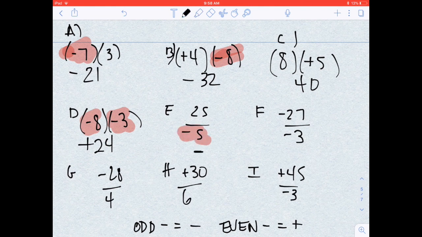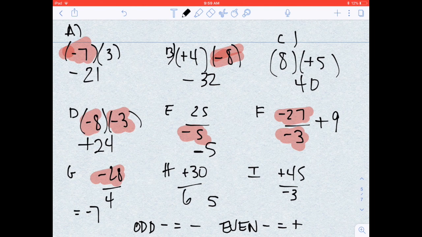Letter E, 25 divided by negative 5. I know I'm going to get a negative answer because I have an odd number of negatives. Negative 5. Letter F, 27, negative divided by negative. I'm going to get a positive answer because I have an even number of negatives, positive 9. Letter G, negative 28 divided by positive 4. I have an odd number of negatives, so I'll get a negative answer, negative 7. Letter H, positive 30 divided by positive 6. I have an even number of negatives because they're both zero, so it's going to be positive 5.